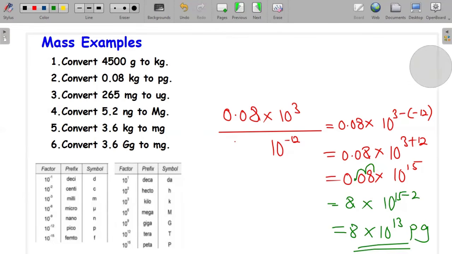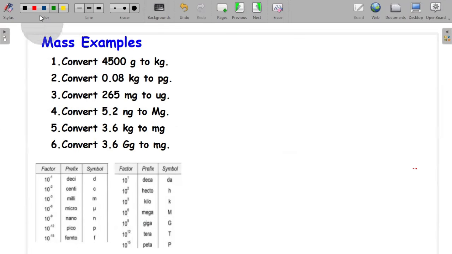Okay. Let's convert another one. The other one is this guy. This is 265 milligrams. Then we are converting this to micrograms like this. As usual, we just have to know the value of the prefixes. The prefixes there are milli, and here it's micro.